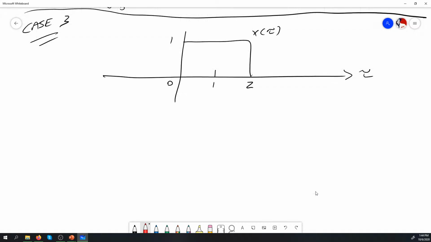So for case 3 here, we have our x of tau signal which remains constant, but we're going to slide our h of t minus tau signal again, such that our leading edge here, the t, is now in between 1 and 2.